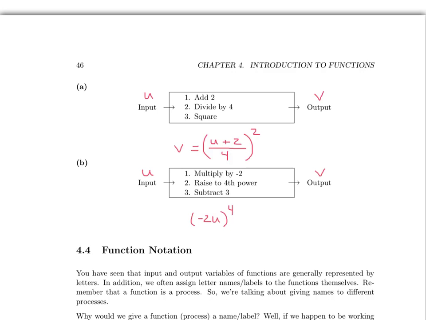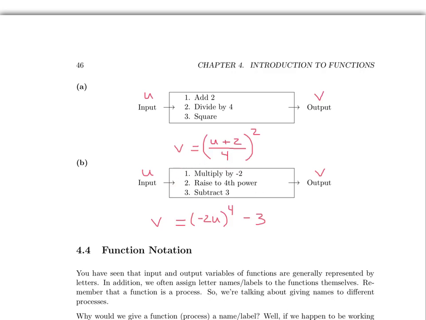The third thing that has to be done is we subtract 3 from our quantity. So I subtract 3. This gives us our output. Again, let's check to make sure that the way we've written this equation conveys this order in which the operations are supposed to be performed in this function.